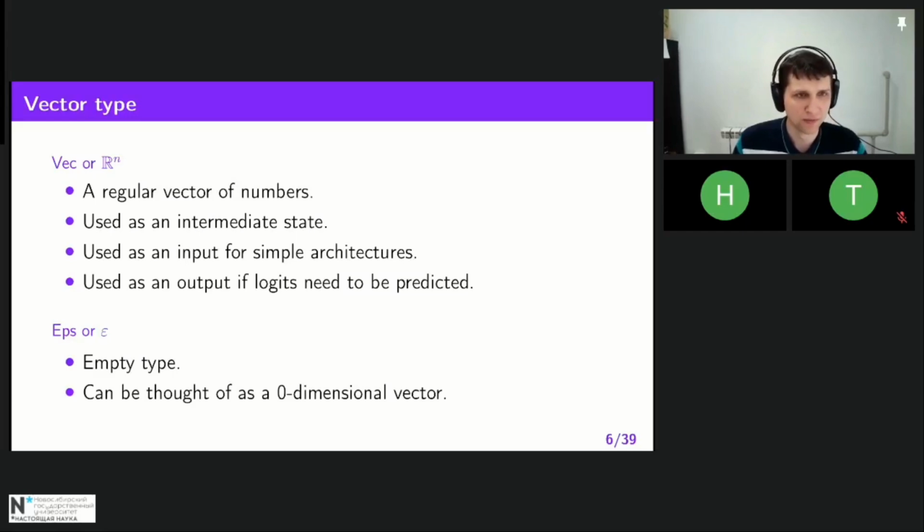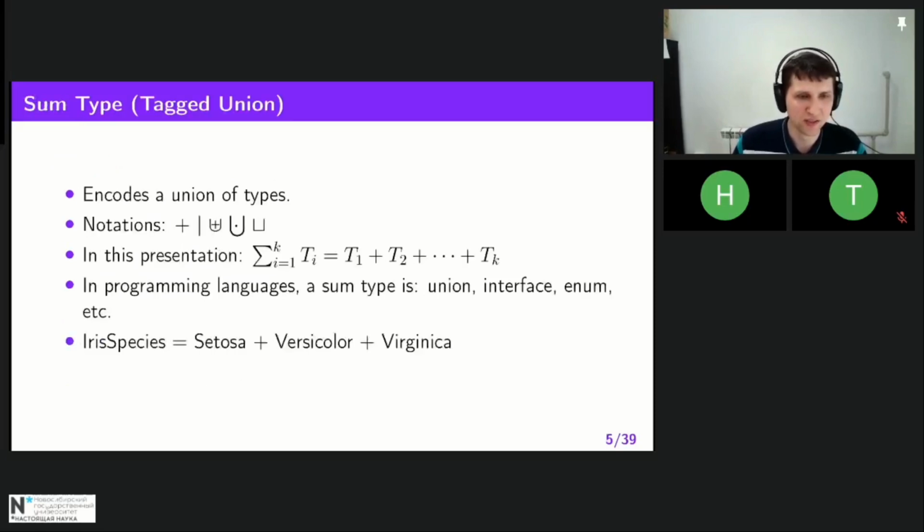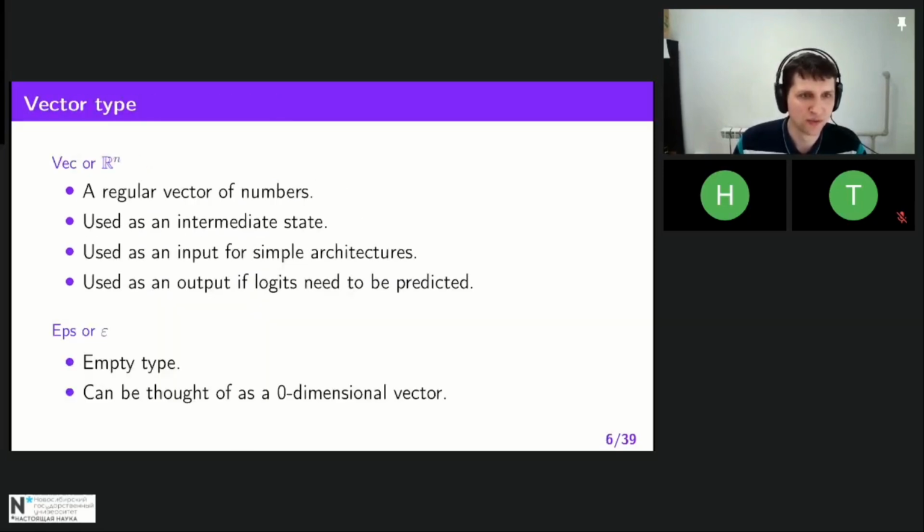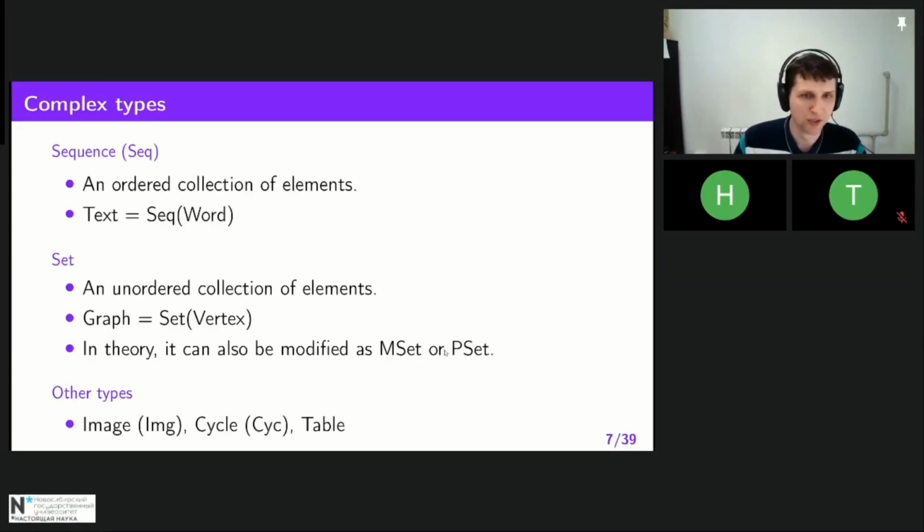In this paper, we need to introduce a new type. It's a regular type, but it wasn't used in abstract data type research. It's a regular vector of numbers. It can be used as an intermediate state, as output, input, and so on. And epsilon, or the empty type, can be thought of as a zero-dimensional vector.